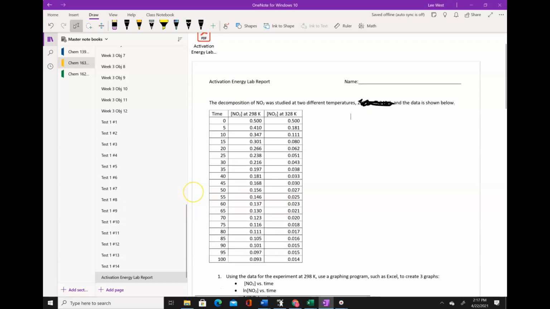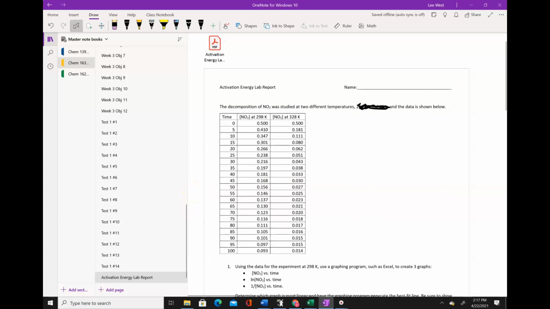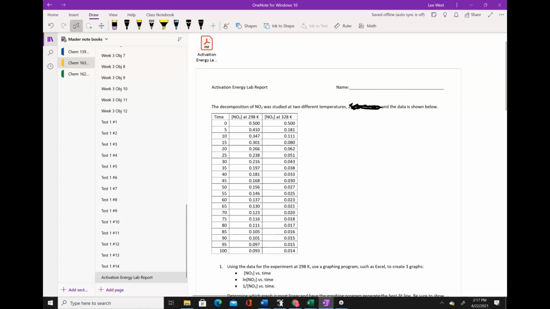Okay, so I wanted to have a quick run through the activation energy lab report. There's something a little weird about this lab report, and that's the first thing you need to note: the time is in seconds and both of your concentrations are in molarity. So uppercase M there for molarity. As long as you realize that, you're good to go.